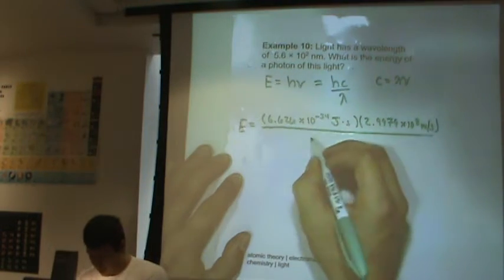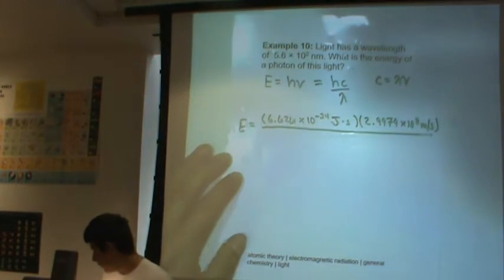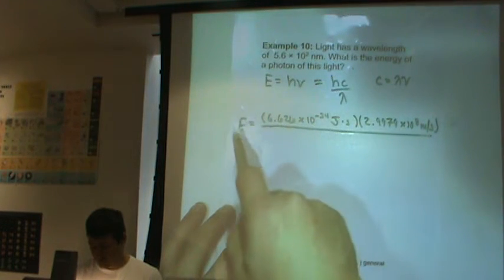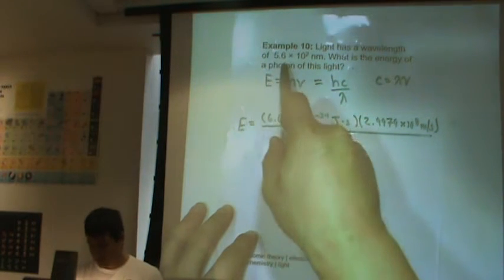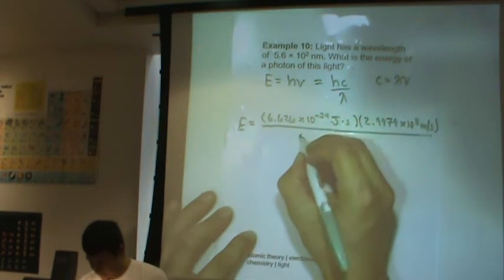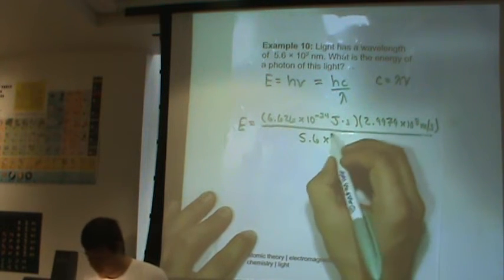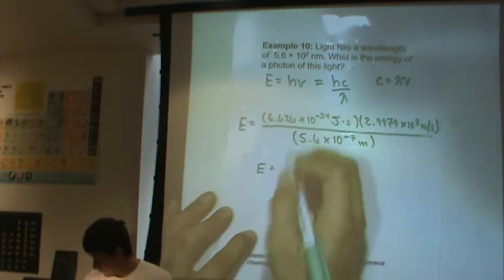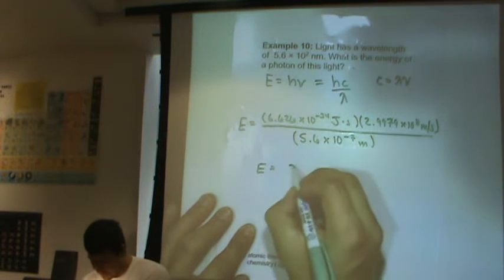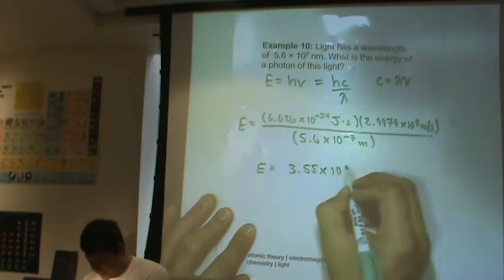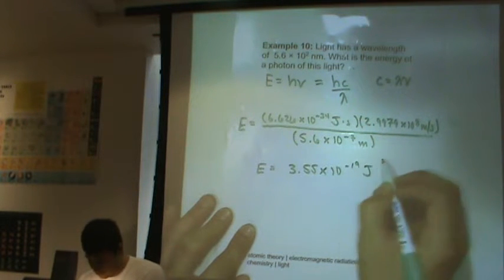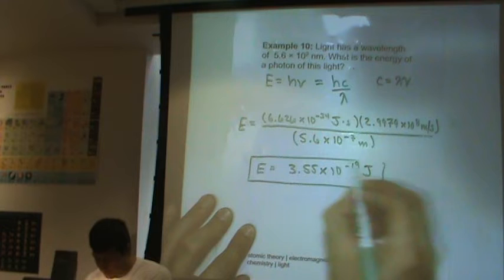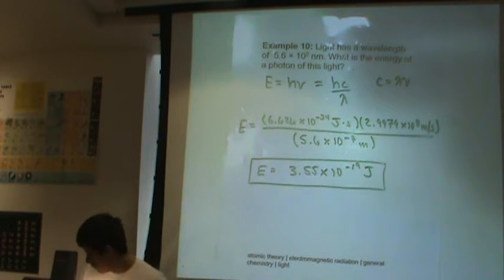over our wavelength, which here is 5.6 times 10 to the second nanometers. This has to be in meters. If we plug this in as nanometers, we're going to get an energy value that makes no sense. When you convert this number from nanometers to meters, you get 5.6 times 10 to the negative 7th meters, giving you an energy value of 3.55 times 10 to the negative 19th joules. So this is the energy of one photon of light.